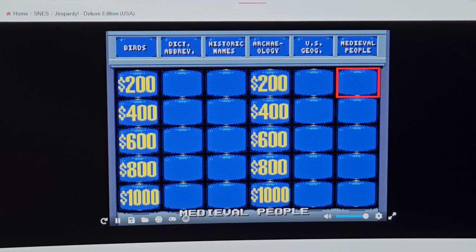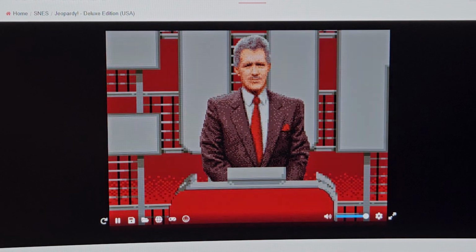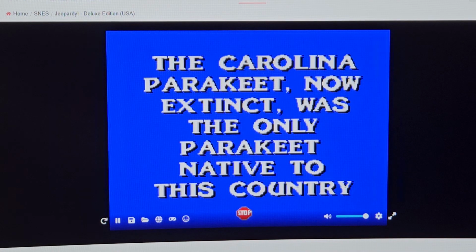Let's try it. Birds for 200. The answer is: the California parakeet, now extinct, was the only parakeet native to this country.